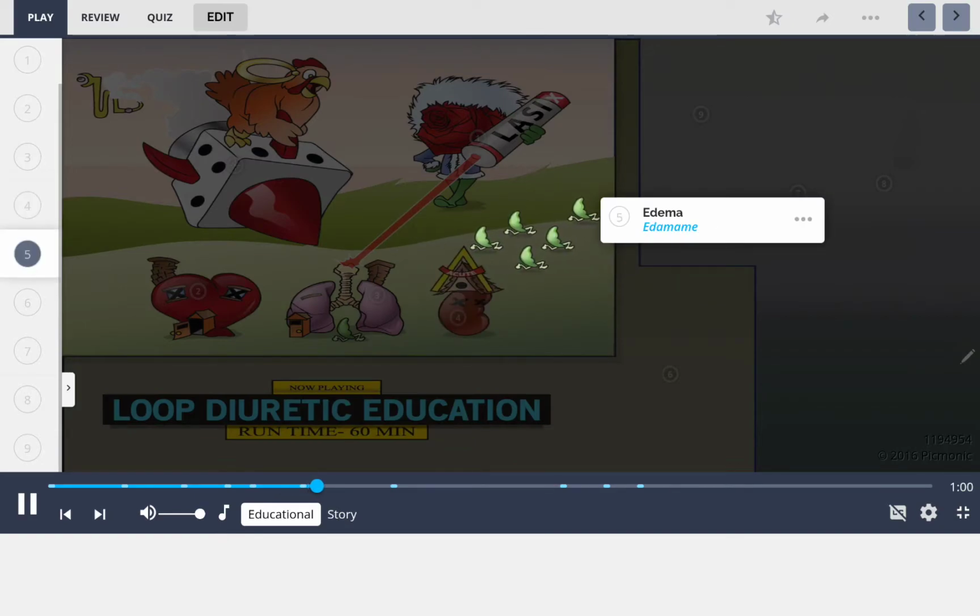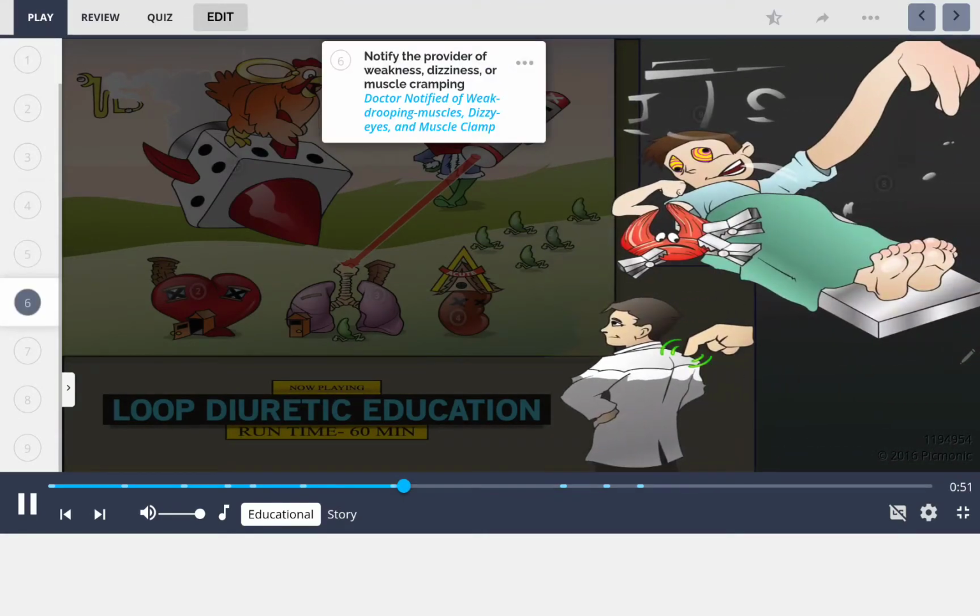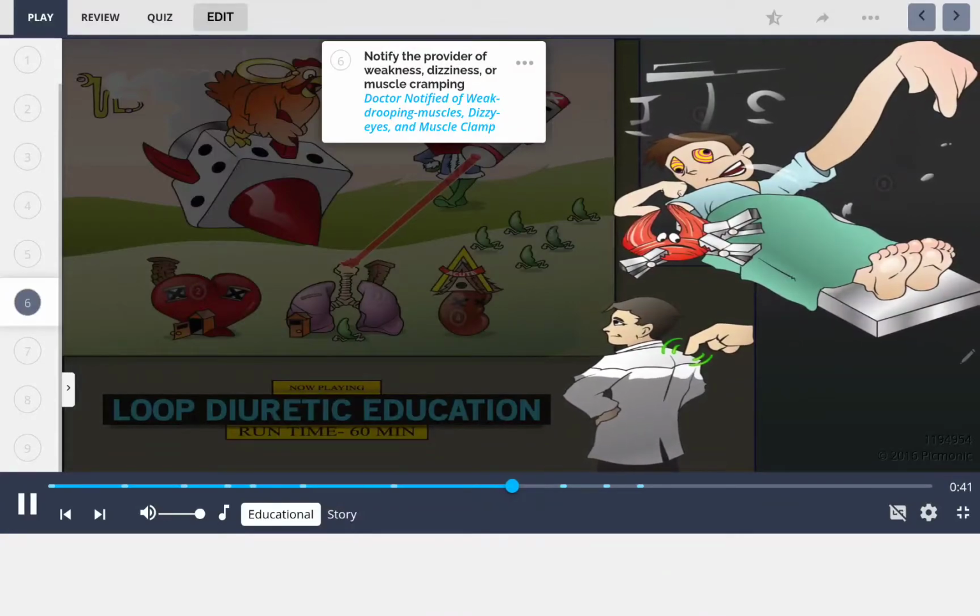Diuretics help to eliminate edema, shown by the running edamame, which is excess fluid that is retained in the interstitial space and around organs. When patients are on Lasix, the provider needs to be aware of any electrolyte imbalance. The provider should be notified of weakness, dizziness, and muscle cramping, which are a few signs and symptoms of an imbalance, and are depicted in this Picmonic by the doctor notified of weak, droopy muscles, dizzy eyes, and muscle clamp.